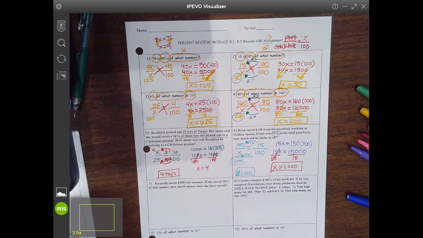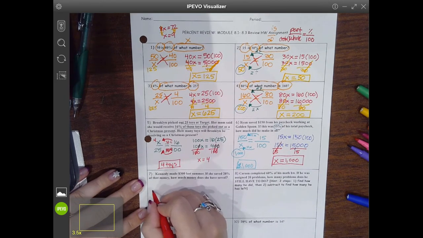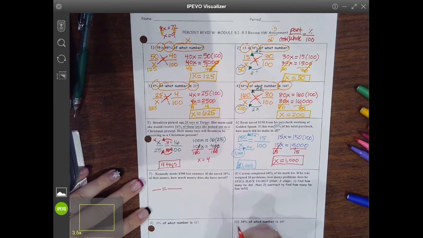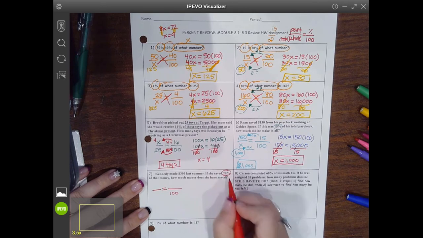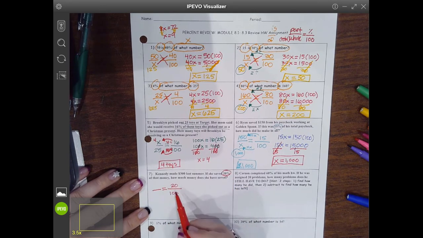Okay, number 7 says Kennedy made $300 last summer. If she saved 20% of that money, how much money did she have saved? Okay, set up your proportion. I know that this is always 100. I'm going to look for my percent because that's the easiest one. It'll sometimes say what percent did she save, so then X would be up here. But I actually see a percent sign right here, so I'm going to put 20 because 20 over 100 is 20%. Now, where does this 300 go, on the top or bottom?